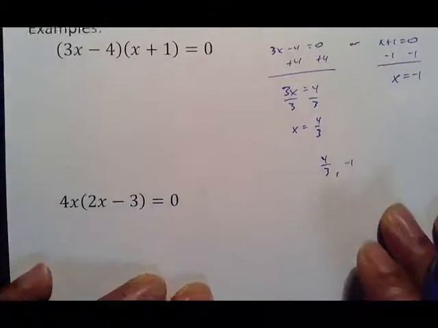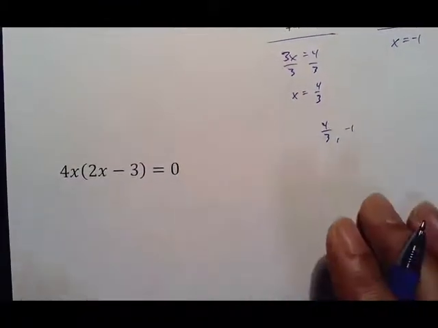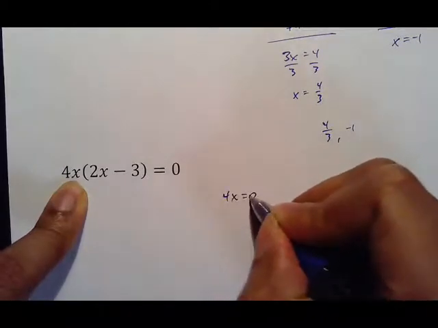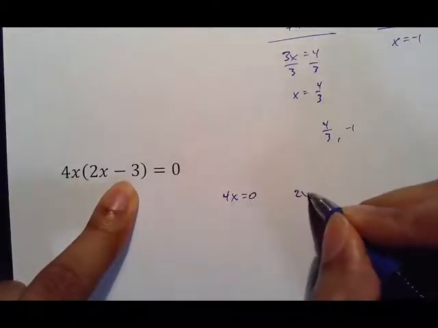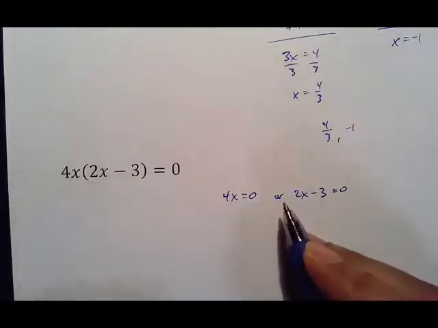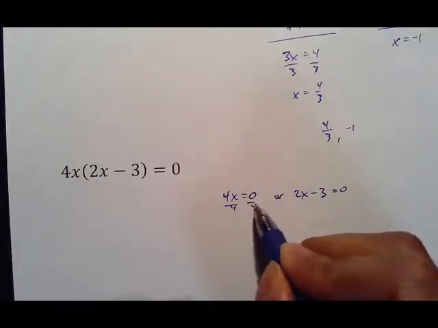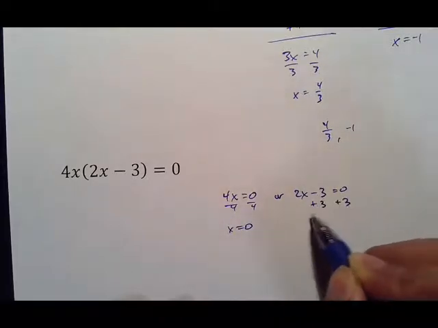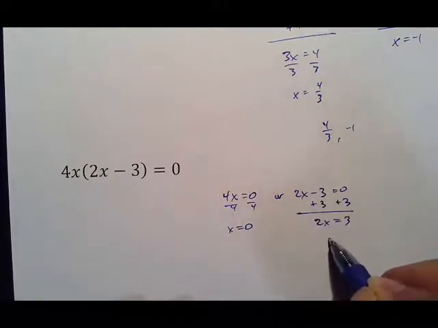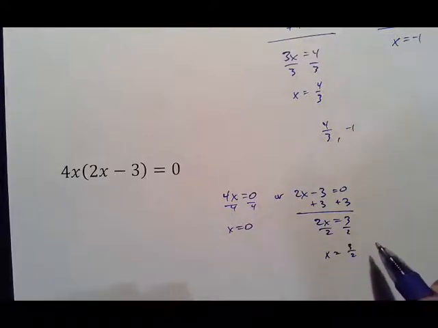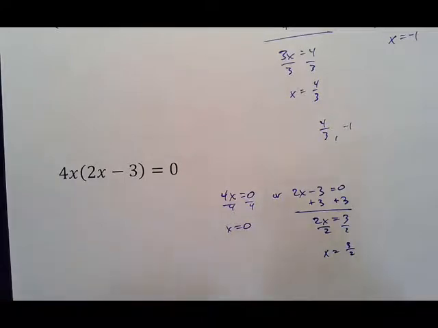It even works in the situation where we pulled out a GCF, because this is your first factor. Your first factor is 4x. Your second factor is 2x minus 3. And so that would be where you go. Of course, if you divide by 4, you get x equals 0 here. And over here, you do the usual to finish it off.